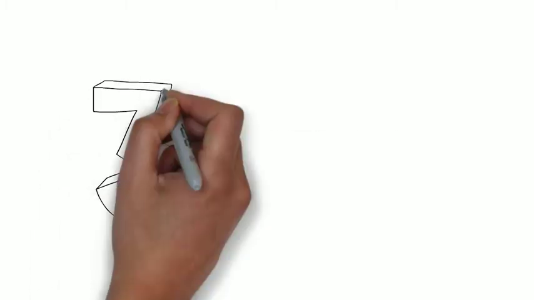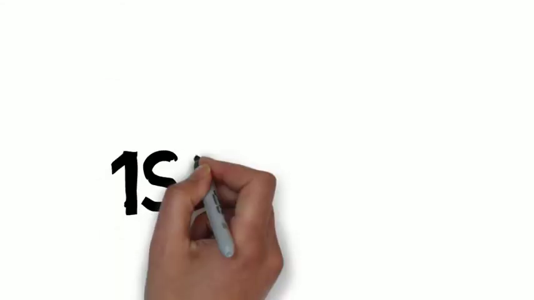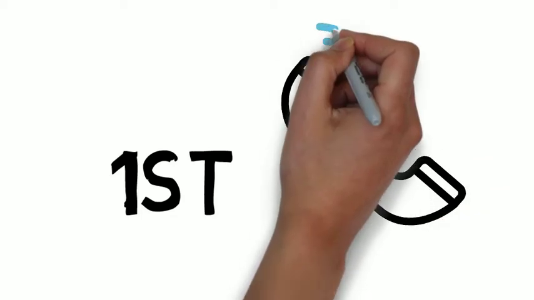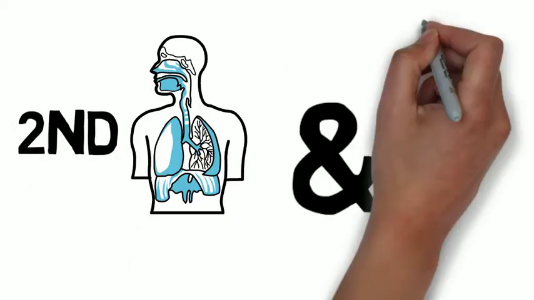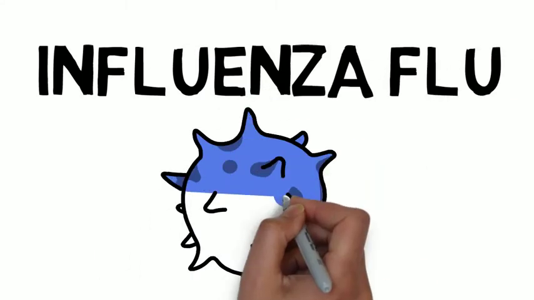Viruses must move through 3 stages to have successful infections of hosts. First, contact with host. Second, infection and replication. Third, transmission. Let's look at influenza, the flu.